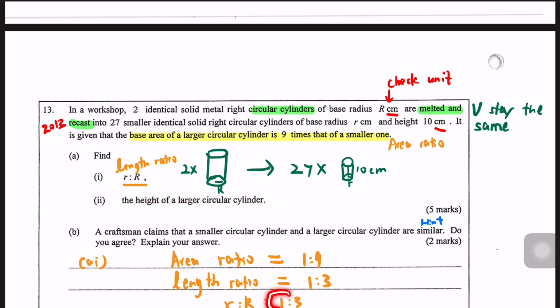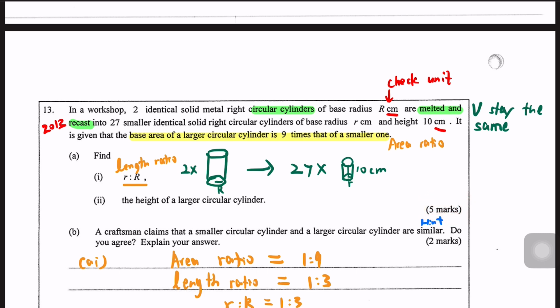Can we directly use the length ratio we found to find the height? Because we know the length ratio is 1 to 3, right? And then the smaller one has the height 10. Can we just do 10 times 3 equals 30? So for the larger one, the height should be 30. Can we do that? First, you can see, if it's that easy, will it give 3 marks to you? So it's not that easy.